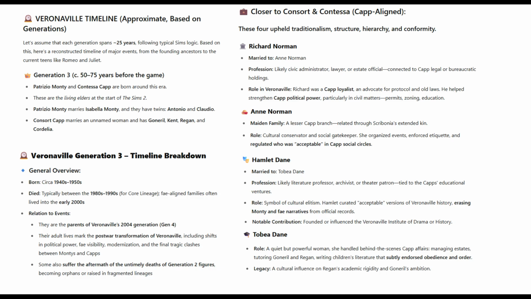where Tobias Dane is a relatively quiet but powerful woman who handled all the behind the scenes Cap affairs, since they're also very close to the Caps, maybe handling and managing affairs, potentially tutoring the likes of Goneril and Regan, writing children's literature that subtly endorsed obedience and order. And that's very interesting because her son ends up marrying Regan, and there's some scuttlebutt about that marriage being arranged, so that's a little interesting tidbit there.